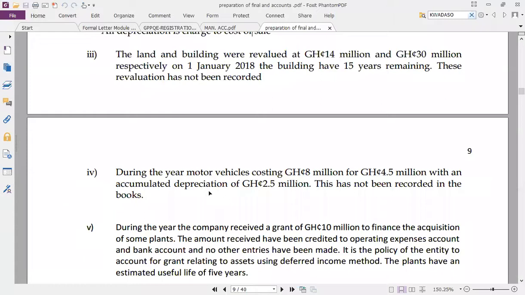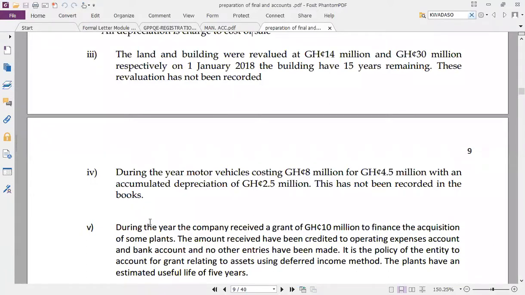So basically, note 3 talks about revaluation. Either you have a revaluation gain or a loss. If it's a gain, add it to your OCI. If it's a loss, add it to operating expenses. How do you calculate the revaluation gain or loss? You just have to compare the revalued amount to the carrying amount at the date of valuation. That is it. Now note 4.